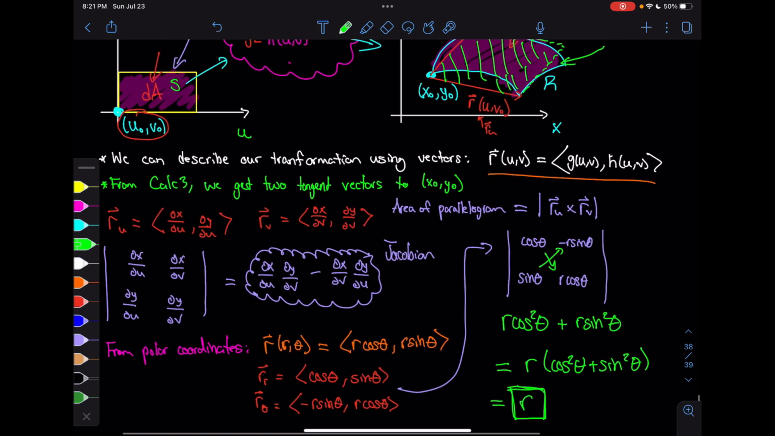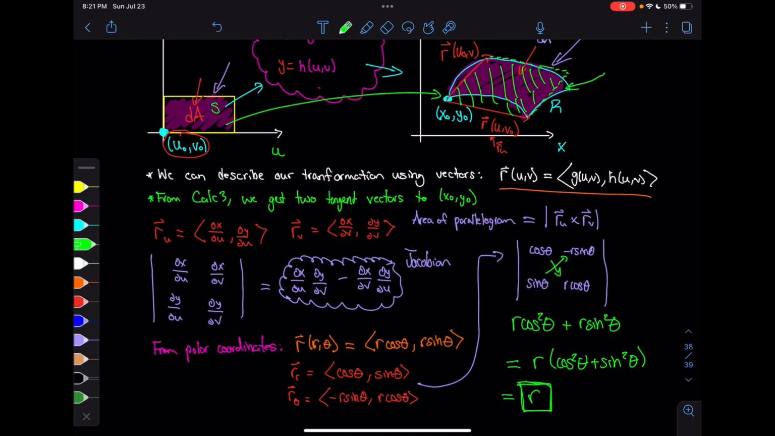This distortion factor changes what our little dA is going from one coordinate system to the other coordinate system, okay? Now you can extend this into 3 dimensions very easily. If you would like to, you can do the one for spherical coordinates to verify that the Jacobian for spherical coordinates is indeed rho squared sine of phi.